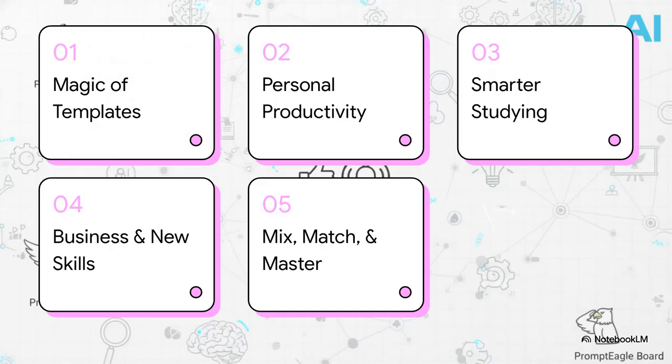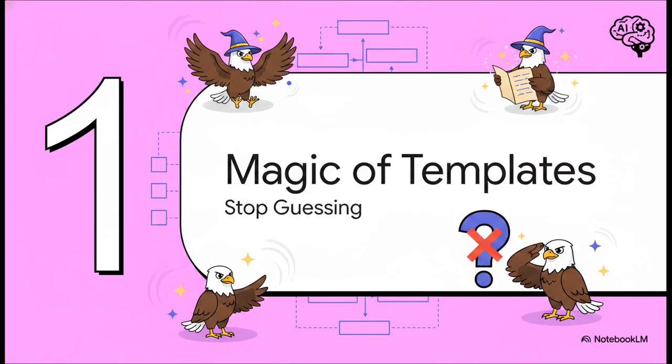Here's our quick roadmap for the Explainer today. We're covering the magic of prompt templates, personal productivity, smarter studying and writing, business ideas and new skills, and finally, how to mix, match, and master them. Nice and categorized so we don't get overwhelmed. Let's kick things right off with Section 1, the magic of prompt templates.